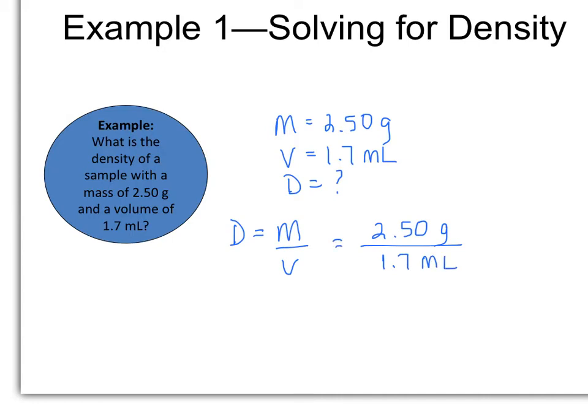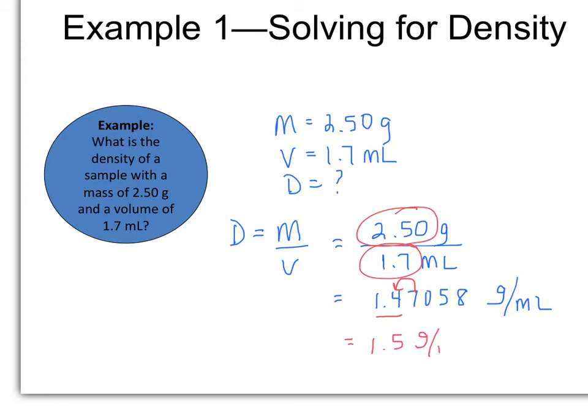We're going to put that into the calculator, and that will give me a number of 1.47058, and we can go on and on, grams per milliliter. We want to go back to our significant figure rules. We know that we've got 3 sig figs on the top, only 2 on the bottom, which means we only want to have 2 sig figs in our answer. That would bring me to the 4. The 7 is larger than 5, so my answer is really going to be 1.5 grams per milliliter for the density of this sample.